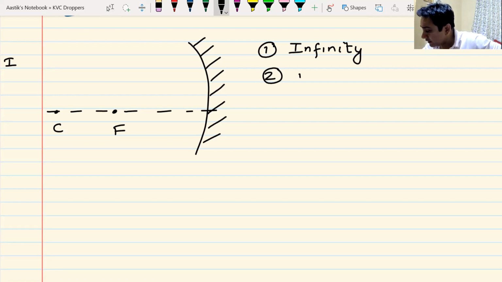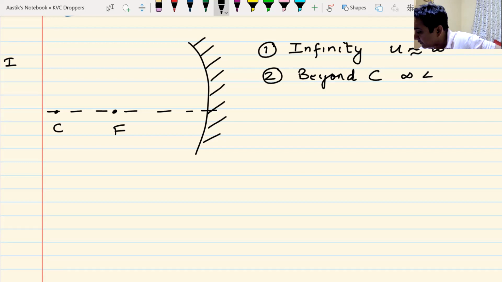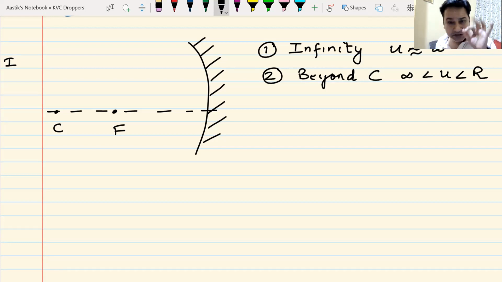The second position that we can see is beyond the center of curvature. Here I can say u, which is the object distance, is approximately equal to infinite. It's very far. Now, when I say beyond C, the value of u lies between infinity and the radius of curvature. So the object is placed more than a distance of 2r. For example, if the focal length is 15 centimeter, the radius of curvature becomes 30 centimeter. So if the object is placed after 30 centimeters, 40, 45, 50, 55, 100, it will fall in the second category. The second category being beyond C or beyond center of curvature. Do we understand this?